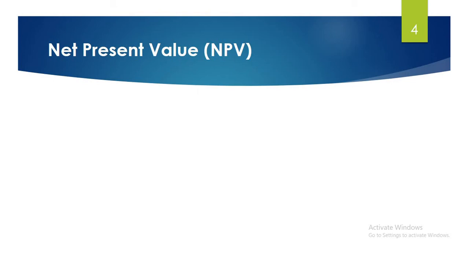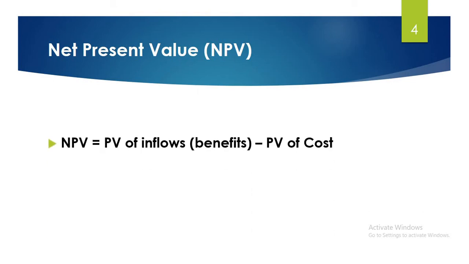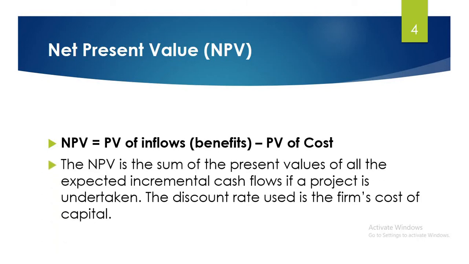Let's look at net present value. So we know that net present value means present value of cash inflows or simply benefit minus present value of project's cost. So the NPV of a project is simply the sum of all present values of estimated cash flows of the project minus project's present value of the project investment. And the discount rate which is used to find out net present value is normally the cost of capital of the project.